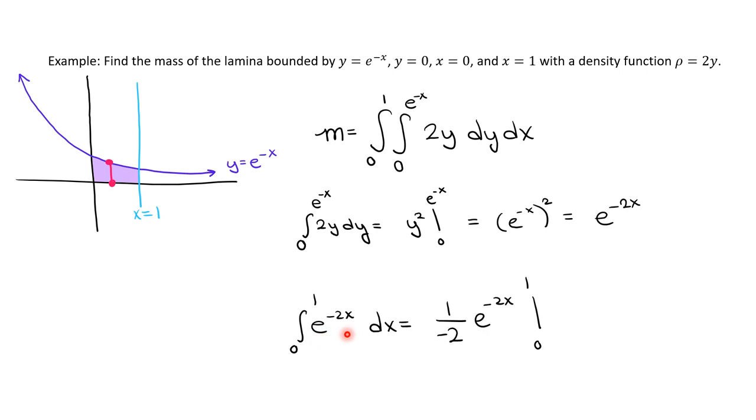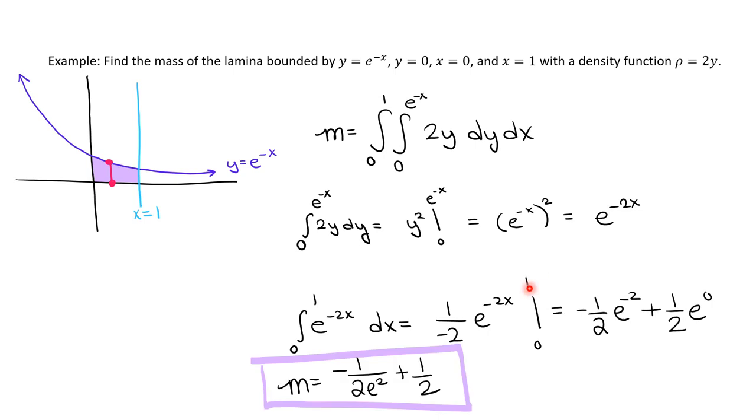And then I'm going to integrate e to the negative 2x from 0 to 1. So let's see, the antiderivative of e to the negative 2x, and then we have to divide by the negative 2. That's my chain rule backwards. And then I'm going to plug in those bounds of integration. So I plug in the 1, I get negative 1/2 e to the negative 2. And then I plug in 0, so minus a negative 1/2. And there's my final answer.